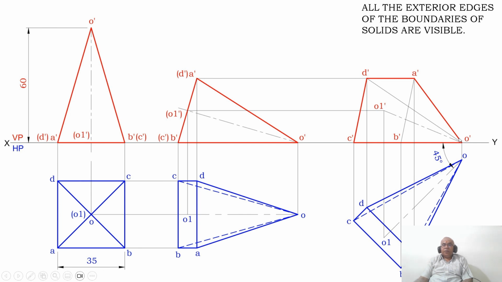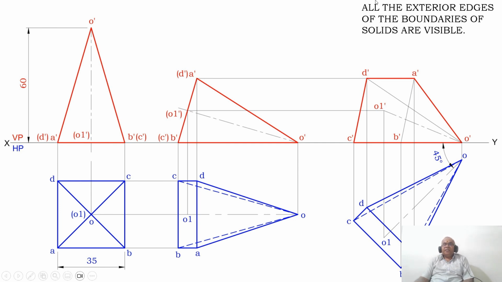Then join A dash to B dash to C dash to D dash, and D dash to A dash with a thin line, and join between O dash to A dash and D dash to O dash. Similarly, O dash, B dash and O dash, C dash is already joined, and you join between O dash and O1 dash with a big dash and small dash line, which is the axis line.